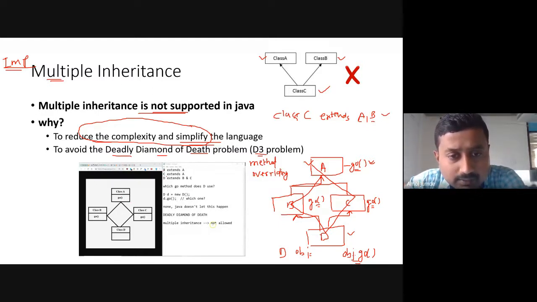Here the same thing is noted. B extends A, C extends A, D extends B and C. Okay, अगर उसने overridden किया है, which one to be called? This is the deadly diamond of death. Multiple inheritance is not allowed in Java.